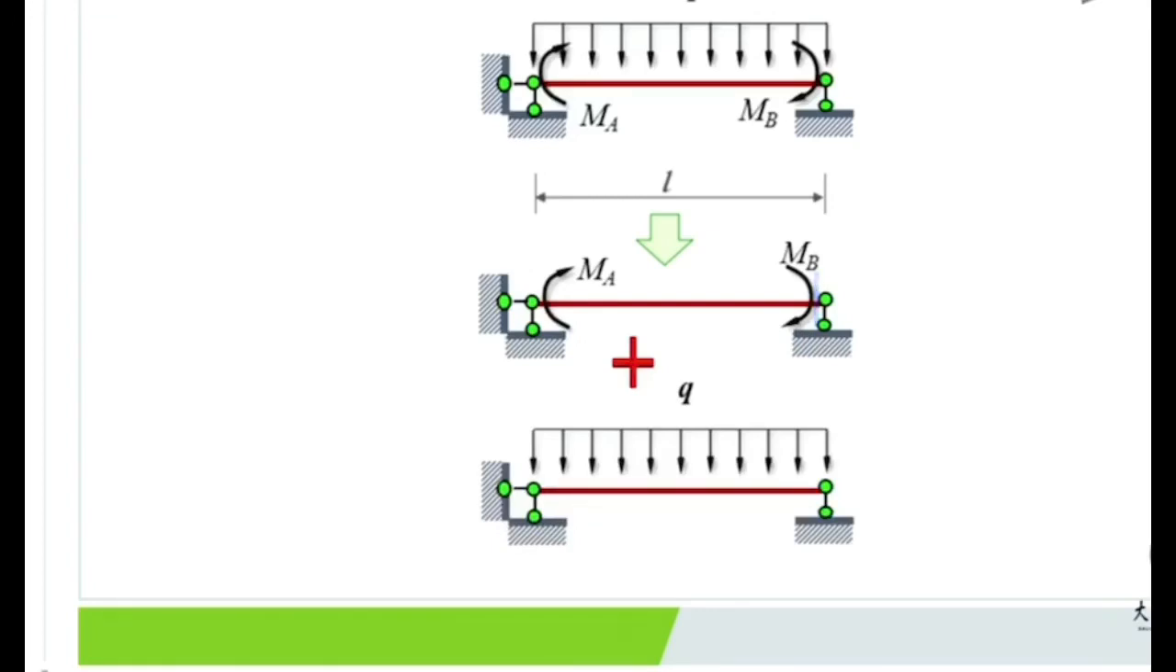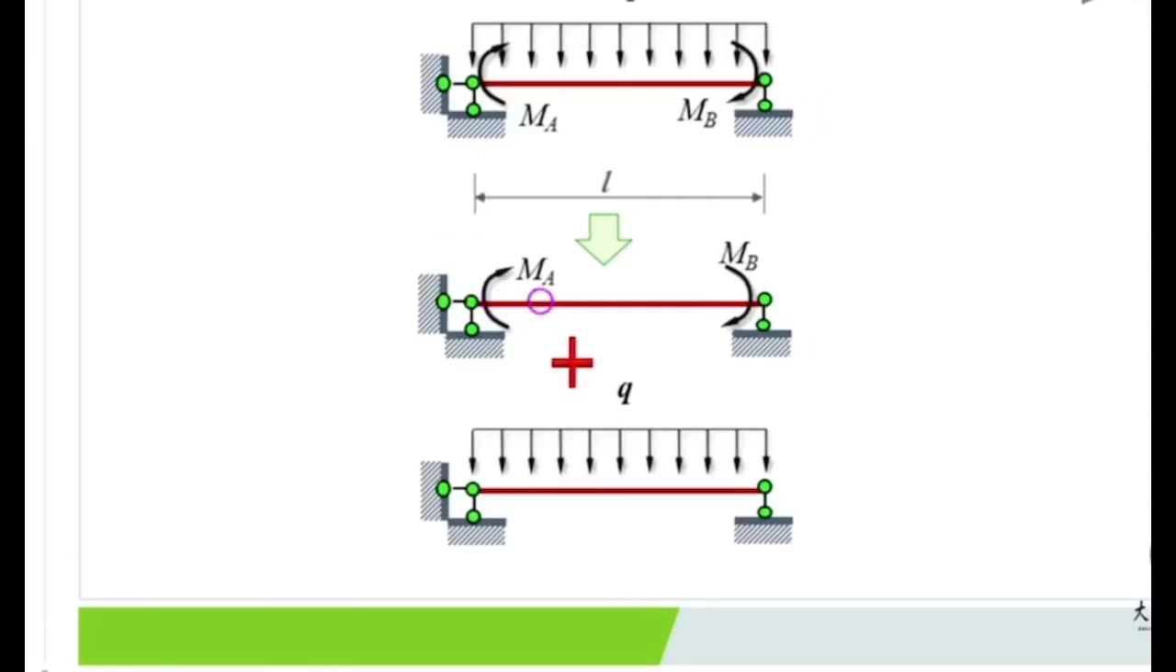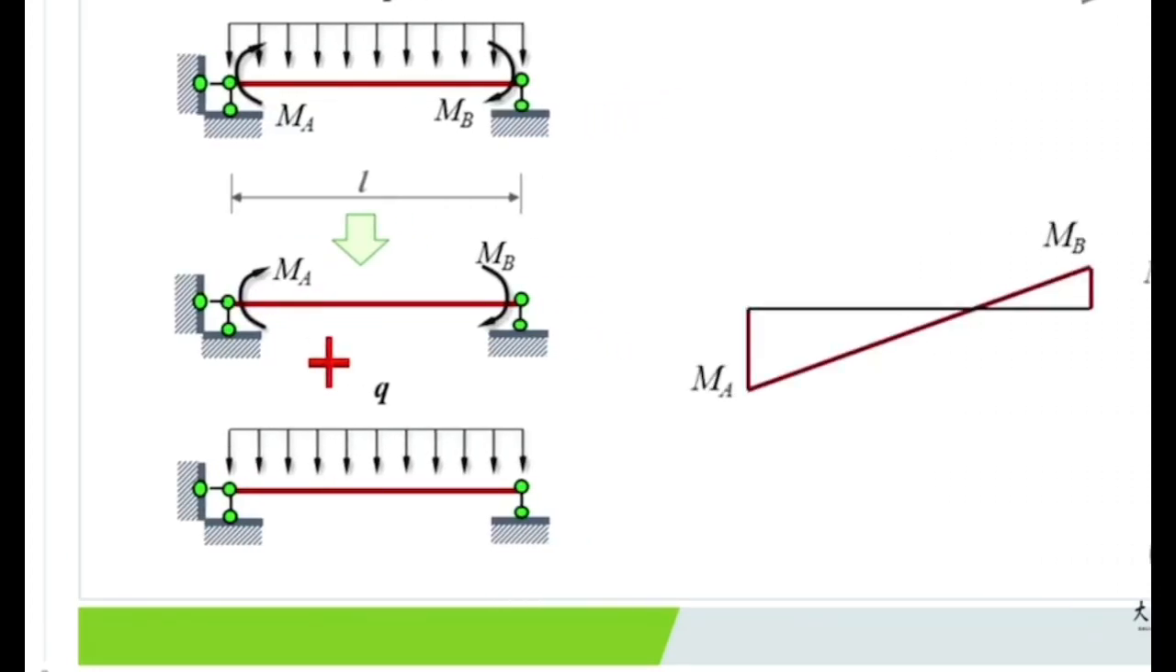Look at this case. According to what we learned last time, by using the relationship of external loads and internal forces, q is equal to 0. So for this case, the bending moment diagram is a straight line. At this end, M is equal to MA, lower side in tension. At this section, M is equal to MB, upper side in tension. So we could construct the bending moment diagram.